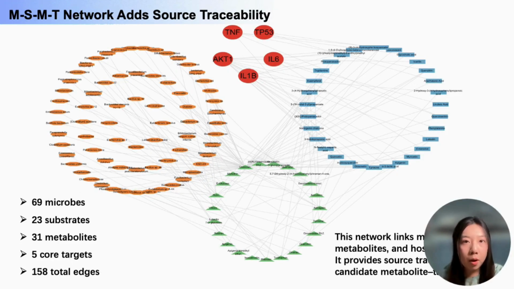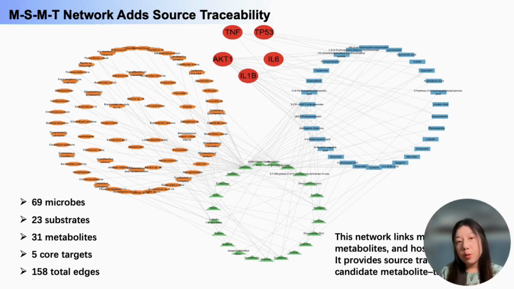A key part of our study was the MSMT network. This network includes 69 microbes, 23 substrates, 31 metabolites, 5 core targets, and 158 edges. The main purpose was source traceability.